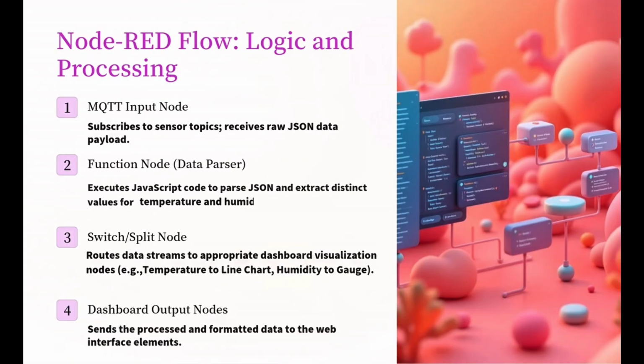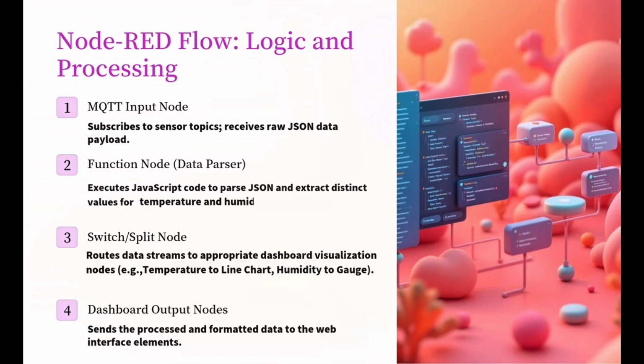Node-RED flow, logic and processing. This slide shows our Node-RED flow. First, the MQTT input node subscribes to sensor topics and receives raw JSON data. The function node then parses and extracts the temperature and humidity values.